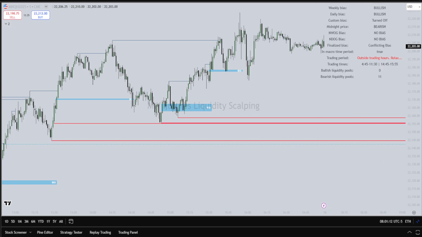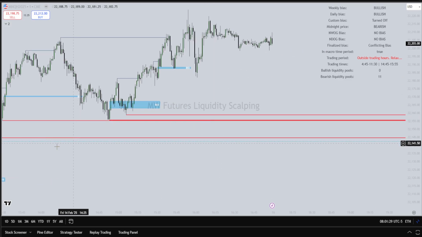And yeah, that's it. So I hope you learned something from this on how you should start tweaking the model from the default settings to fit your own time and price unique model with ICT concepts that are integrated in the MW Futures Liquidity Scalper.